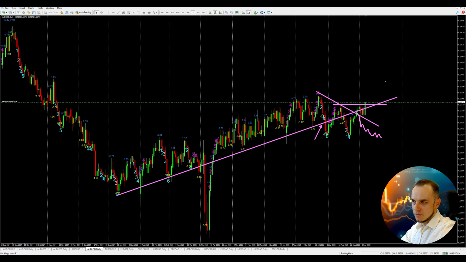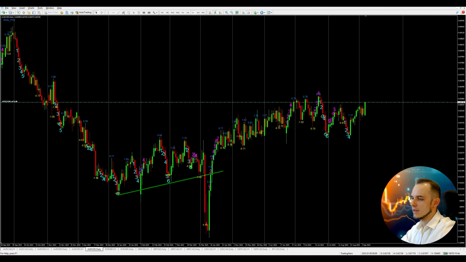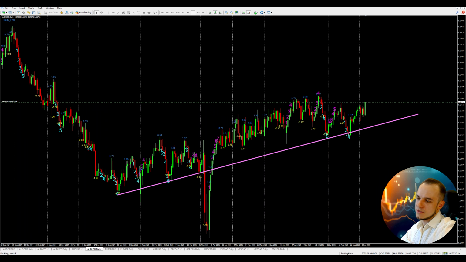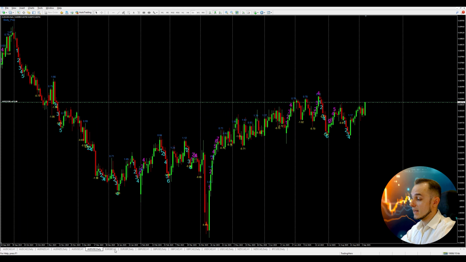To cancel our selling scenario, we need to see a break through the previous resistance level, and only after that can we adjust the trend line and say that okay, it was a deeper correction, but within the frames of the global uptrend. So let's see what will happen next week.